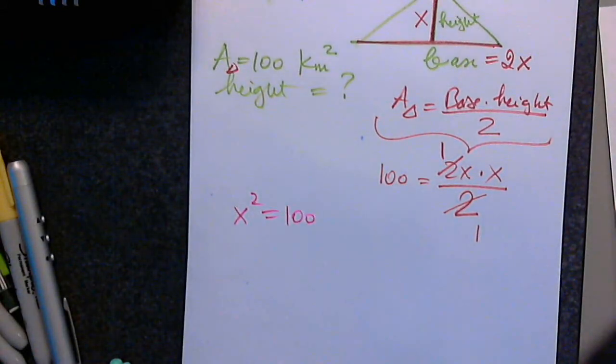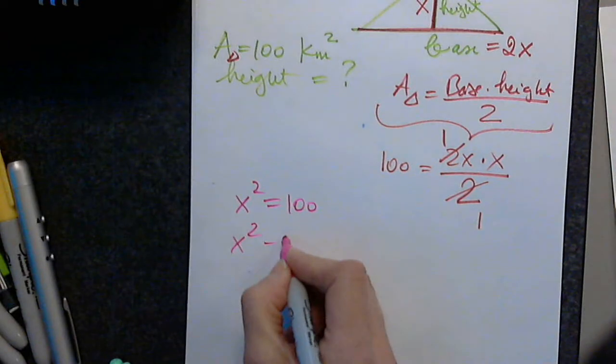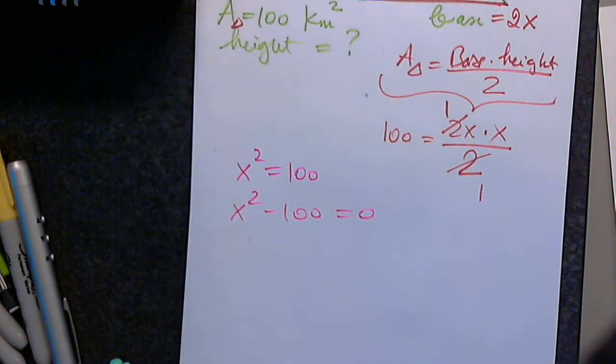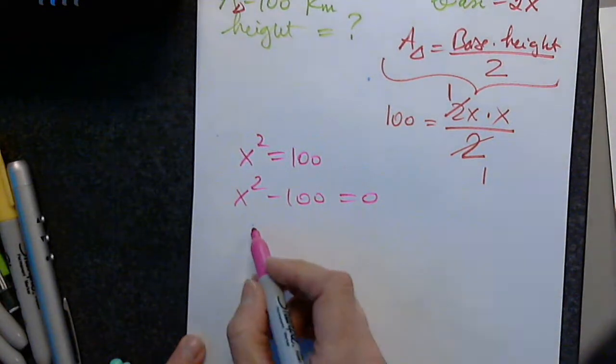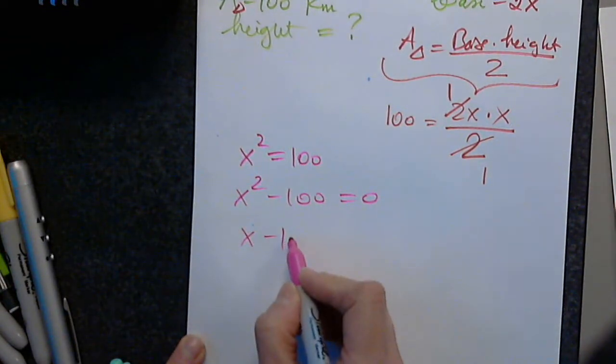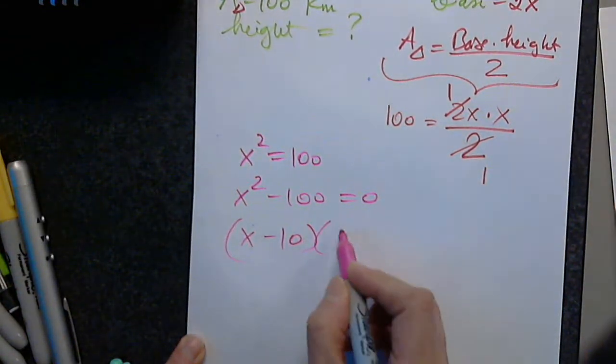Just 10 minutes ago, we solved this equation. What did we do? X squared minus 100. Very good. X squared minus 100 equals 0. And then what did we do? On the left-hand side, x minus 10, x plus 10. Very, very good.